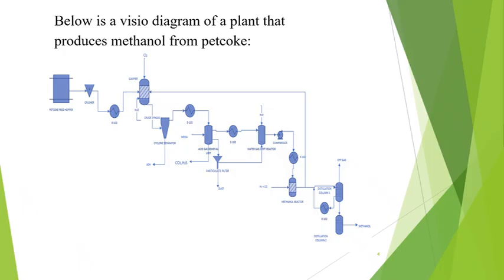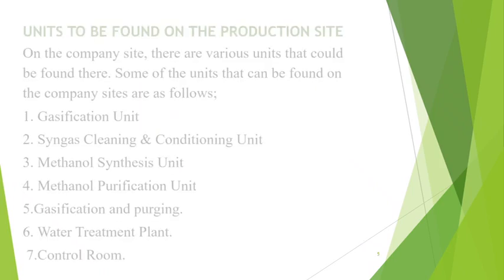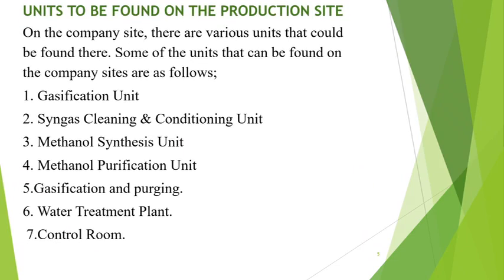Then is the methanol purification process, where the reactor output enters a series of distillation columns. In the first column, light gases are removed, and in the second column, water and other byproducts are separated, yielding purified methanol with a purity of over 99.85%.